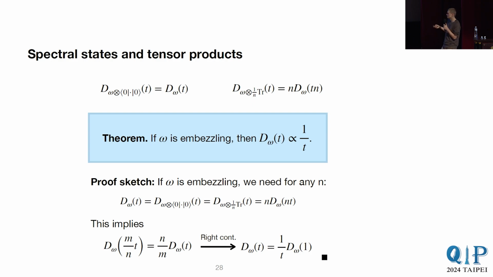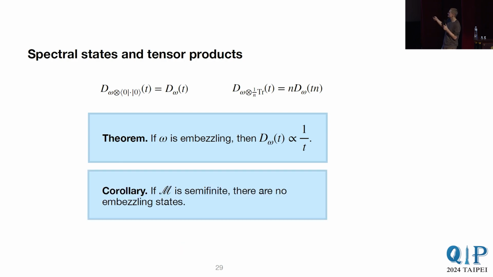This cumulative distribution function is, by definition, right continuous. So I can take limits of rational numbers, and that's everything. So what does it become? Well, this formula. So we have 1 over t. But we cannot have 1 over t if this is a probability density. So we can conclude that there are no embezzling states solely on the basis of looking at these cumulative distribution functions. And actually, the same works for general semi-finite von Neumann algebras, not just matrix algebras.